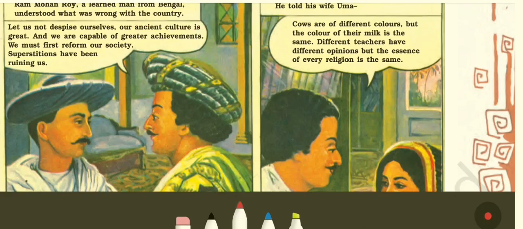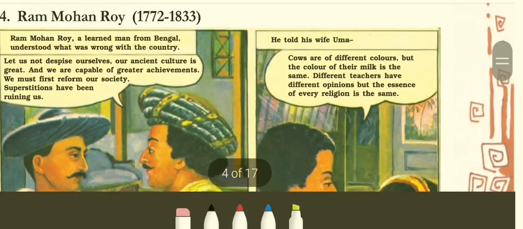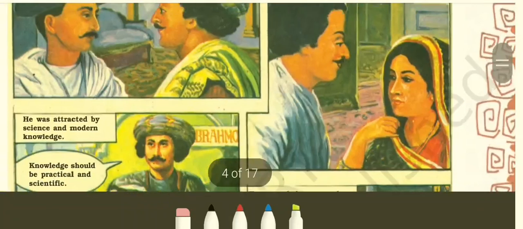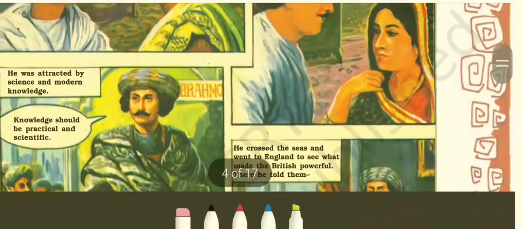We are capable of achieving great success, and then some superstitions are ruining us. Okay, this is what Raja says. Right. Now, what happens in the next slide?